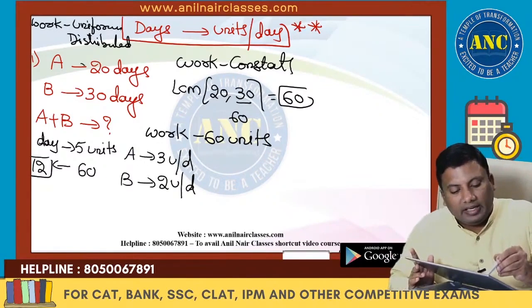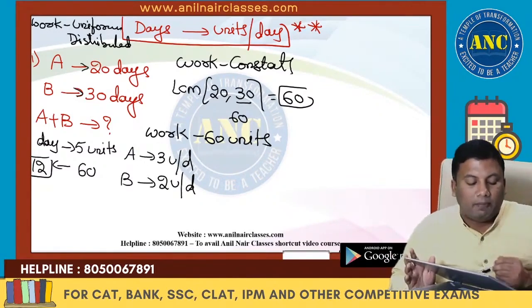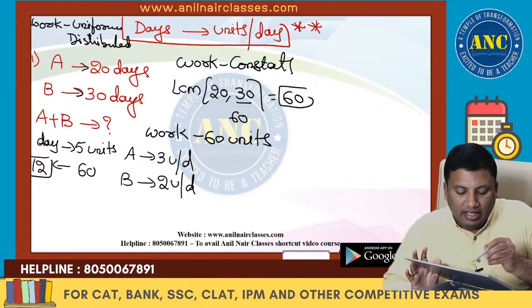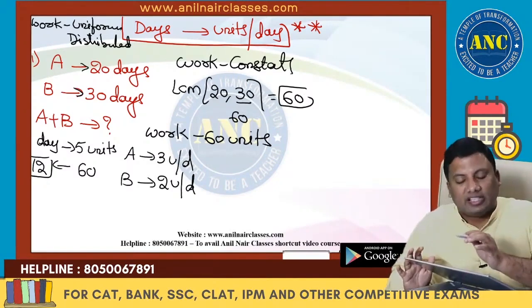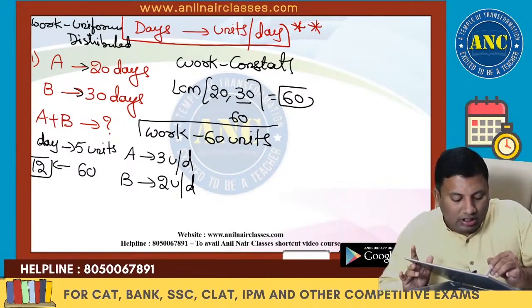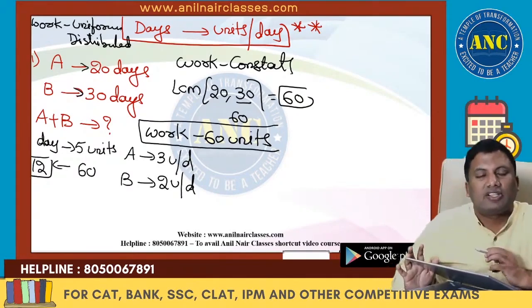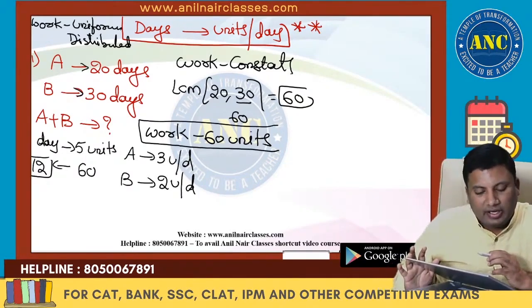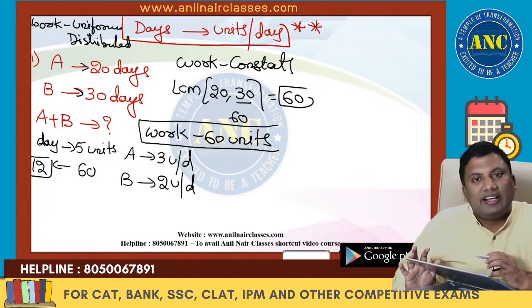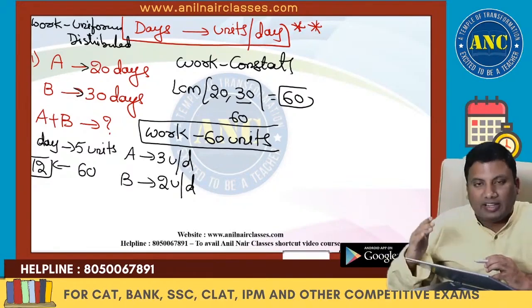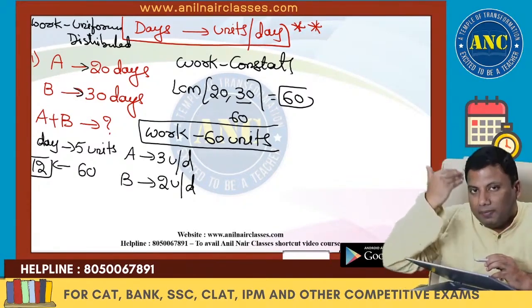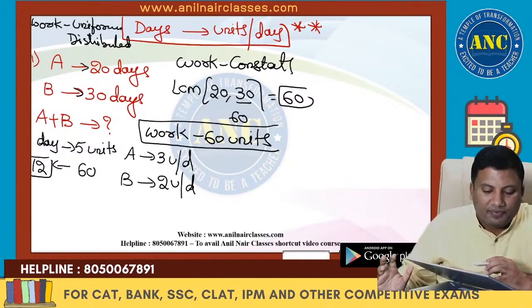A can complete a work in 20 days, B can complete a work in 30 days. LCM of 20 and 30 is 60. Convert days into units per day. Total work is 60 units. 20 days, 60 units, per day 3 units. 30 days, 60 units, per day 2 units. If they are working together, 3 units of work are done by A, and B also does his share.